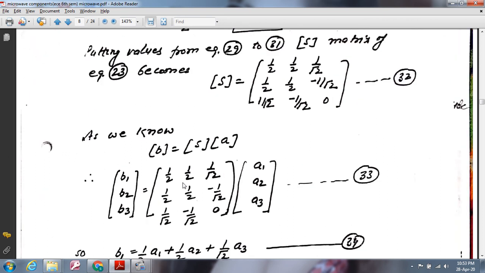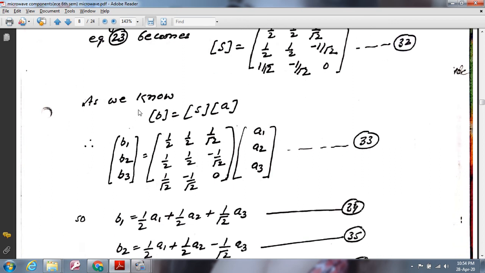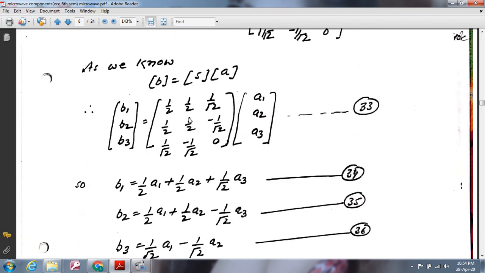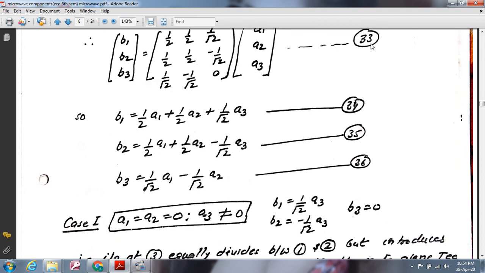Now from this S matrix of E plane T, we will calculate the output matrix for the E plane T. Output matrix will be B equals S into A, the S matrix and the input matrix A. Again here we have 3 ports, so we have a column matrix with 3 elements B1, B2, B3, which will equal this S matrix for E plane T into the input matrix A1, A2, A3.